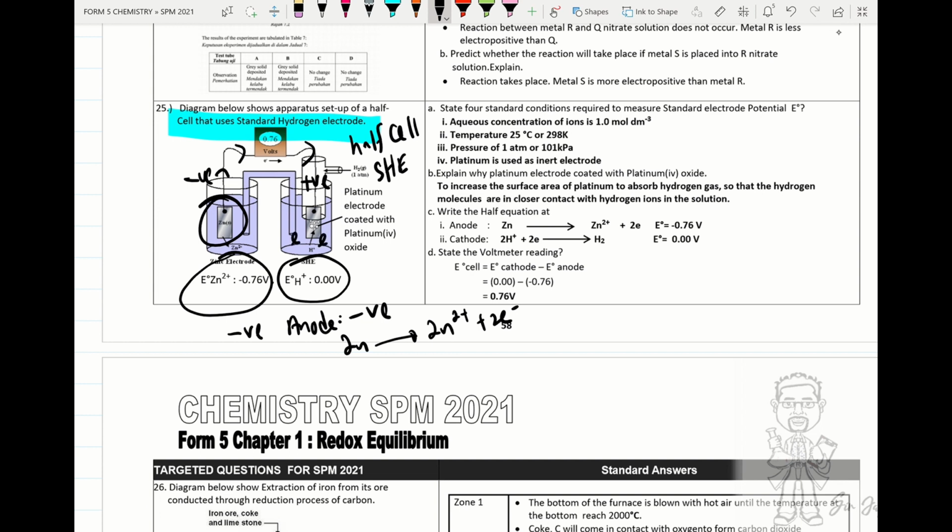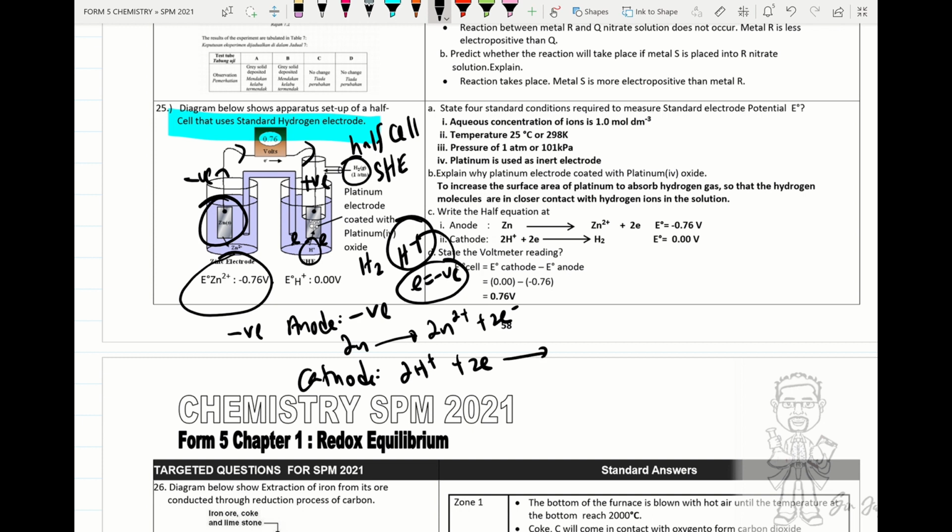So here we have two particles: hydrogen molecule and hydrogen ion. Please remember, electrons are negatively charged particles, so the negative will be attracted by hydrogen ion. So at the cathode, please put here: two hydrogen ions gain two electrons and form hydrogen molecule. This is the half equation given.